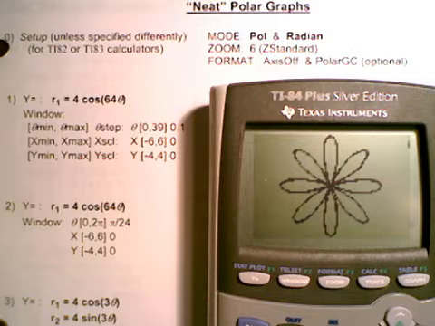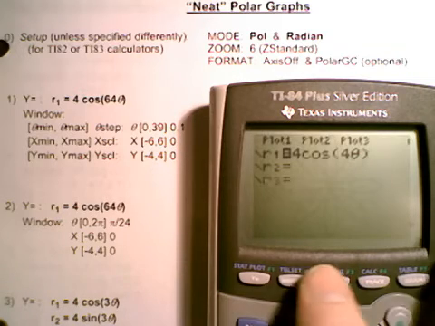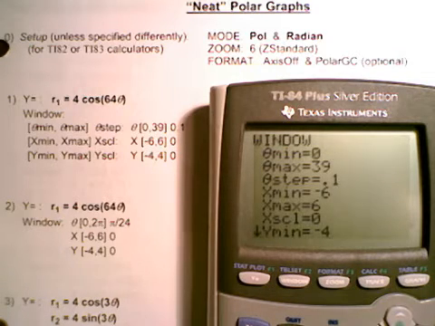Interesting. So a little bit different. But 64 theta gave us a lot more circles, a lot more until we got all the way back around. And you can see it's still going. I don't know if you can see that or not, but it's getting thicker and thicker. It's still going. The reason why it's still going is because we had theta max at 39.